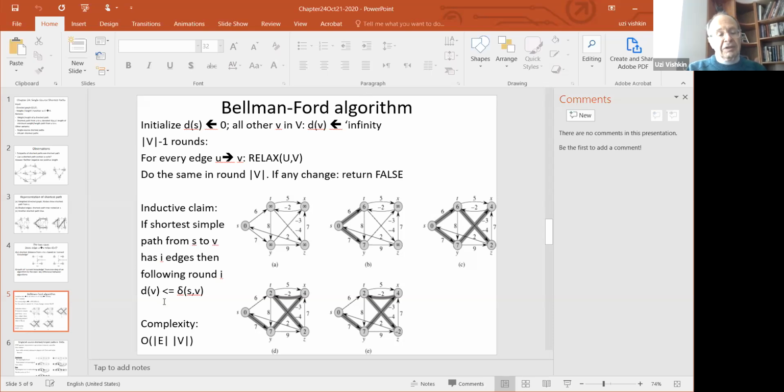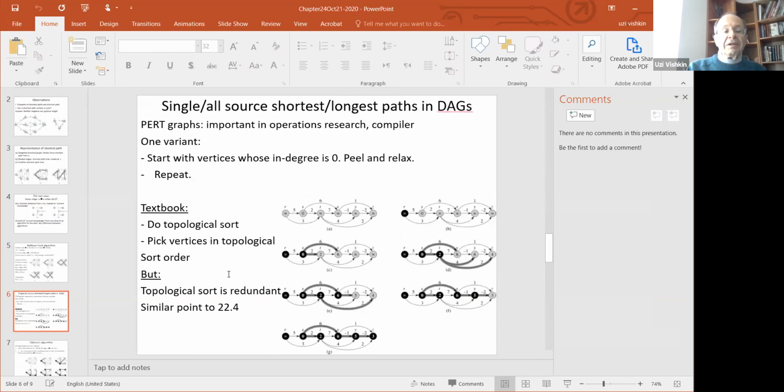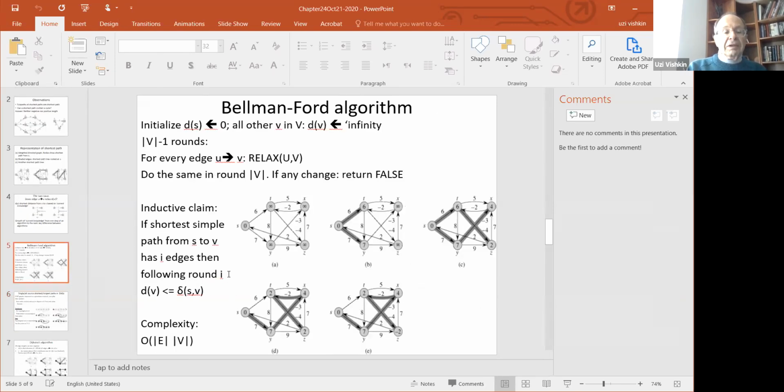The complexity of this algorithm is E times V, because we go over all the edges V minus 1 times, which is a downside, because we would like the complexity to be closer to linear, meaning E plus V, the size of the input. The advantage is that this algorithm works even when the weights of the edges can be negative.